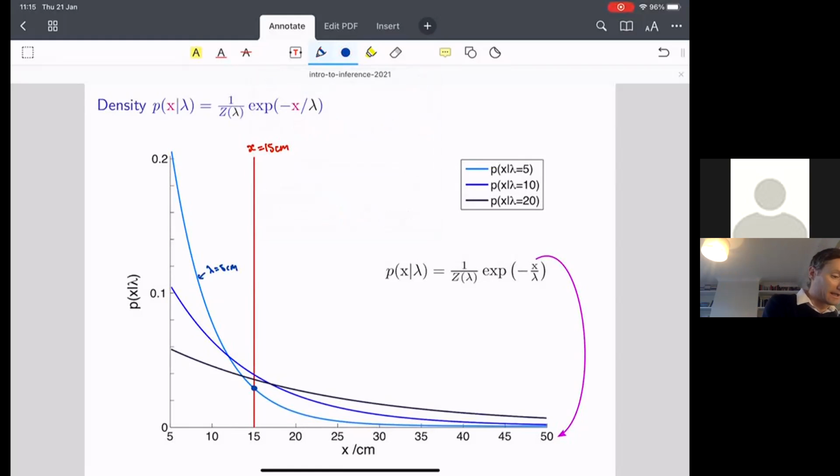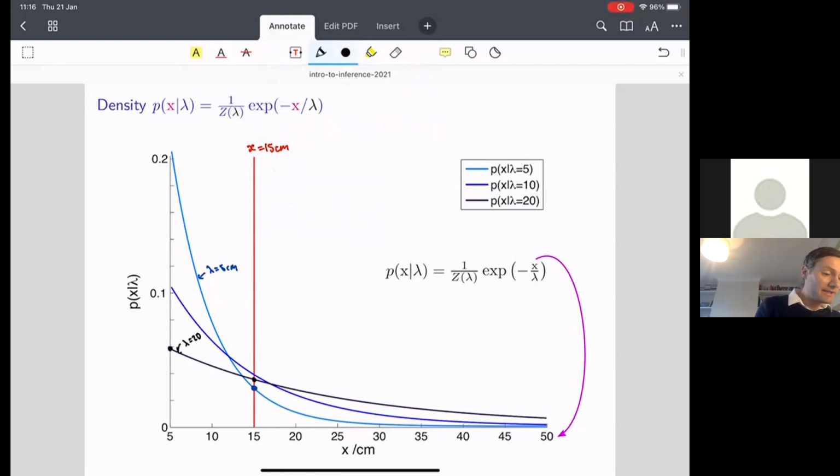Let's consider now the black curve, where lambda is equal to 20. That's this one here. Here, the decay constant is rather big, so the normalizing constant drags everything down. And we start from a relatively low density at x equal to 5 centimeters. And although things don't decay much by the time we reach 15 centimeters, again, the density at 15 centimeters is rather low. So again, it's giving comparatively low density to the x equal to 15 centimeters point.